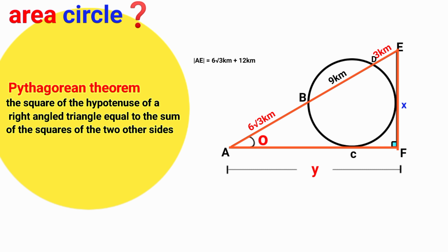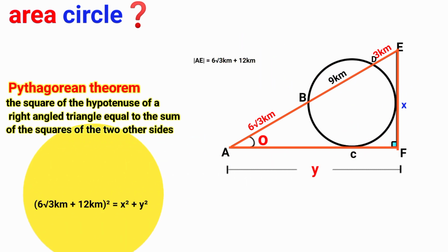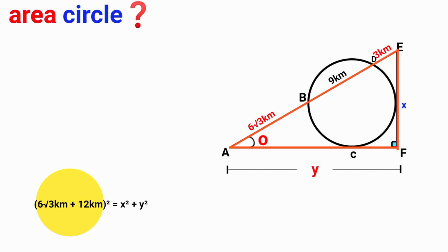The hypotenuse is the side facing the right angle, which is this here. So by Pythagoras, the square of this 6√3 kilometers plus 12 kilometers is equal to the sum of the squares of this x and this y. So (6√3 + 12) all squared equals x squared plus y squared. From 6√3 + 12, since 12 is 6 times 2, we can factor out 6. So it is 6 into bracket (√3 + 2).